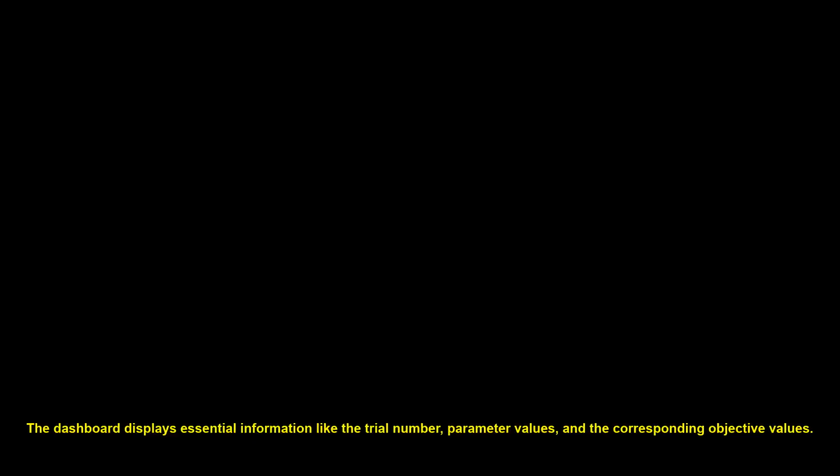Click on a specific study to dive deeper into its hyperparameter logs. The dashboard displays essential information like the trial number, parameter values, and the corresponding objective values. You can filter trials based on different parameters to evaluate their performance effectively. Pay attention to the trial importance plots, as they can highlight significant hyperparameters influencing your model's performance.